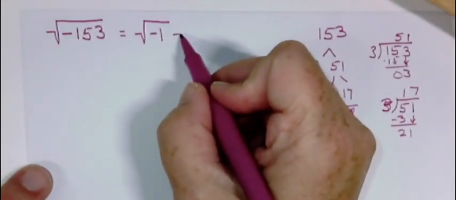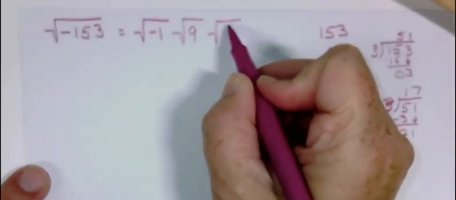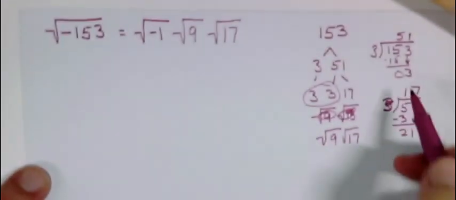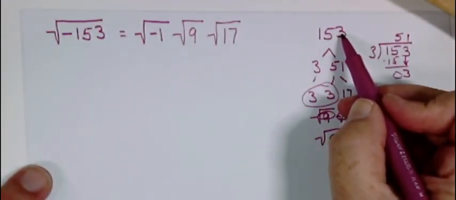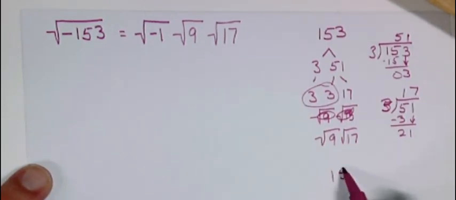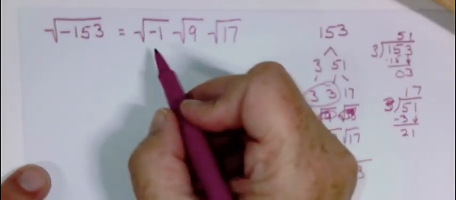So let's come back up here. I'm writing my perfect square first, square root 9, square root 17. I also want to point out that since 1 plus 5 plus 3 equals 9, I could have just started by doing 153 divided by 9. That would have been faster, but I wanted to show you the factor tree. Okay, now back to the simplifying.